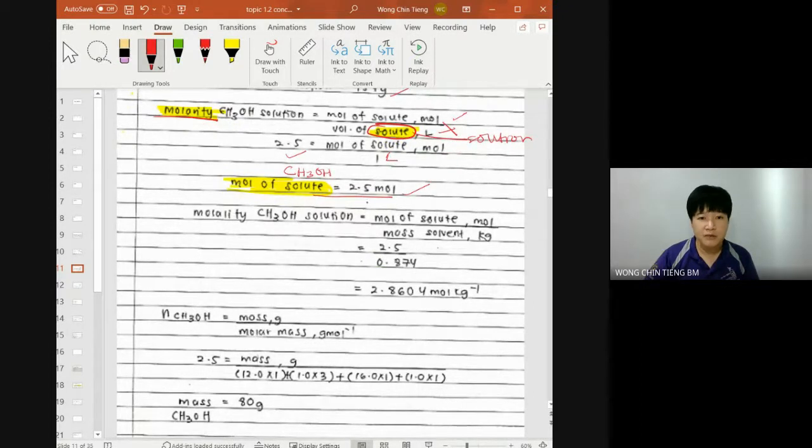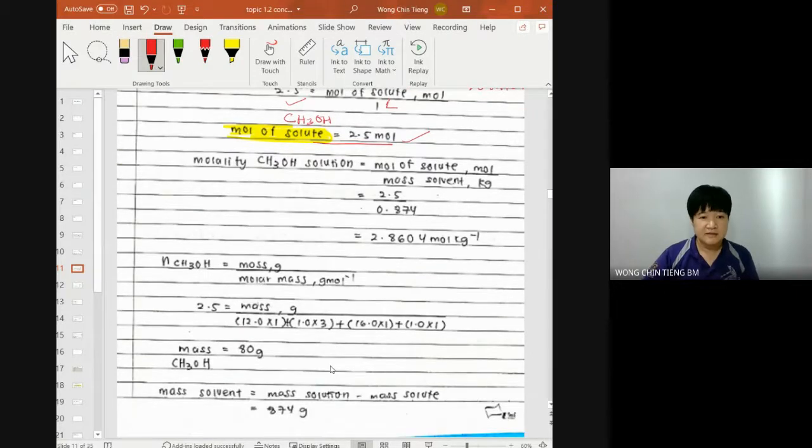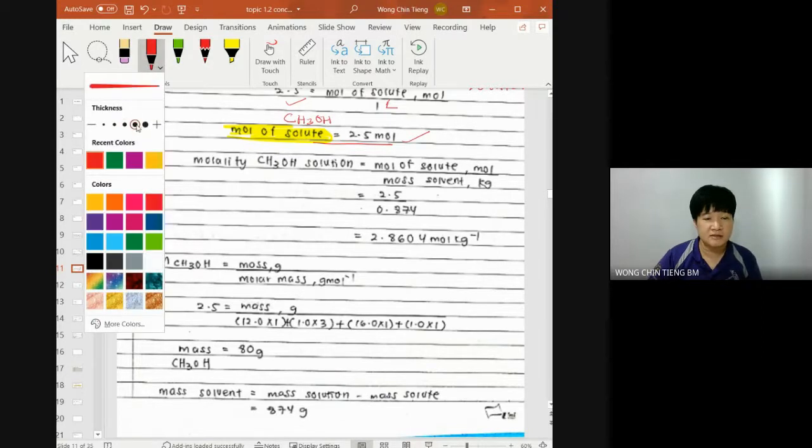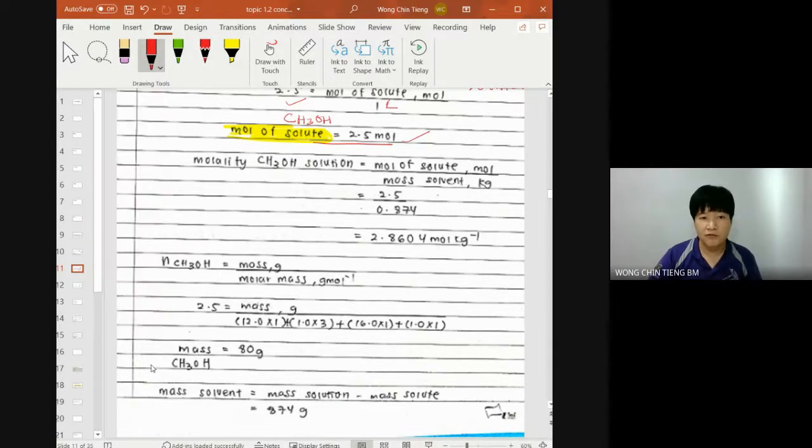From the number of mole, kita tak dapat terus lagi. Cuma kat sini je. Saya tak tahu kenapa calculation kawan ni tak habis. It just stopped halfway. You got the mole of your solute, 2.5. So from the mole of solute, you want to find the mass. So kamu darab dengan molar mass yang kawan kamu kira. You get the mass of your solute. So, the mass of solution 874, tak tahu kenapa berhenti tiba-tiba. Mass of solvent tak habis kira.